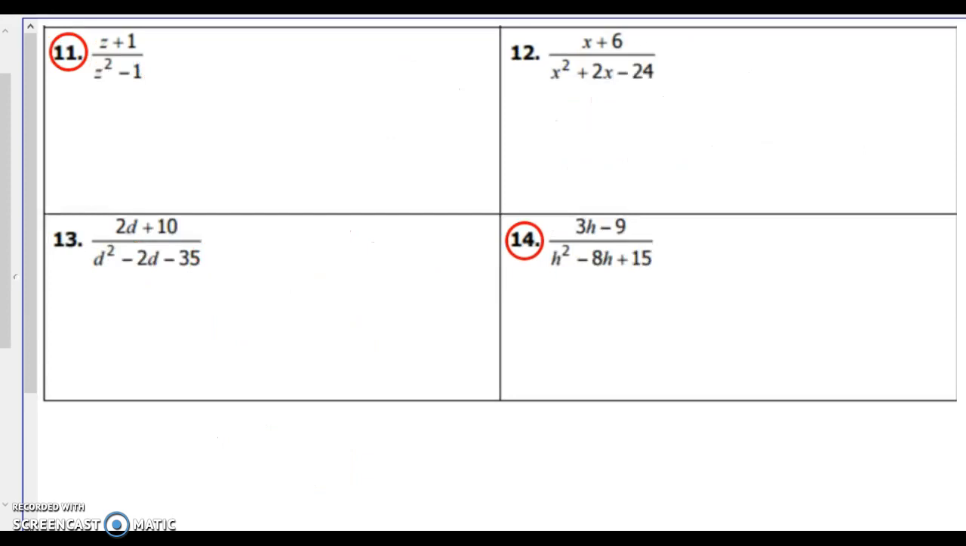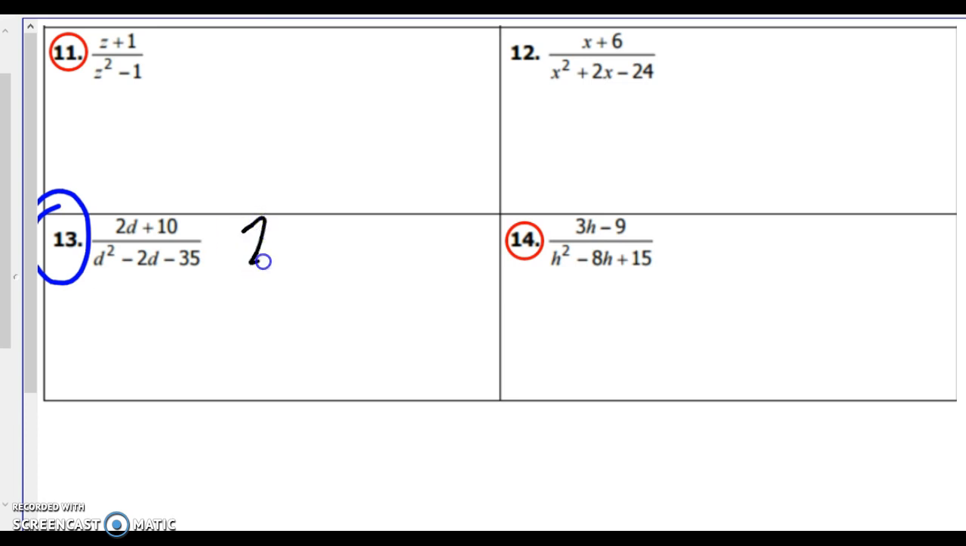Let's see. What else do we have? Let's look at number 13, because that's got a couple things going on. So I can't just cancel out that 2, like these two. No, I cannot just cancel those out. That would be tragic, and it does not work. So I'm going to look at the top. 2D plus 10. Well, what do you see that goes into both 2D and 10? Right. I see that I can pull a 2 out.